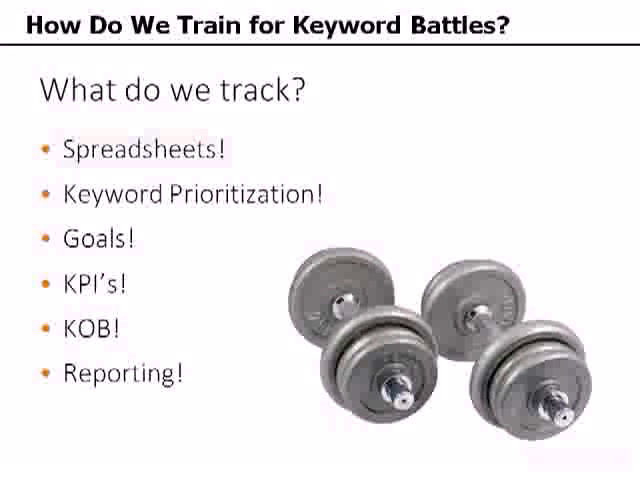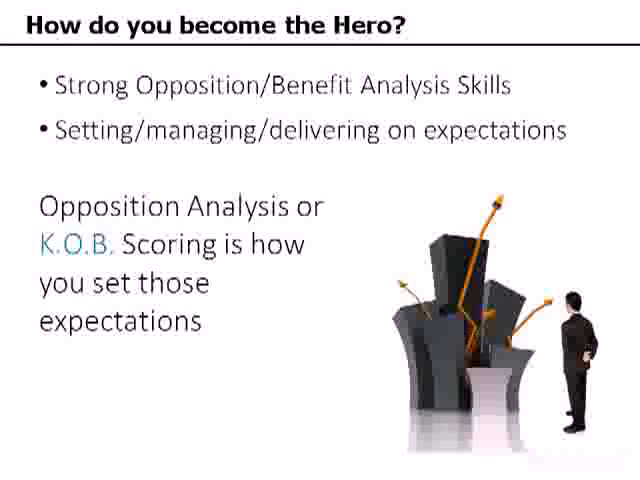But we need to build a spreadsheet of all of these opposition points. We need to develop some goals of what we're trying to rank for and continually do this opposition to benefit scoring through reporting, through tracking, through our tools and processes of our SEO strategy. And that's how we become the hero within the organization. That's how we set expectations with the people around us that don't understand SEO as well as you do. We set and deliver and manage those expectations with our reporting, with strong opposition and benefit analysis skills.